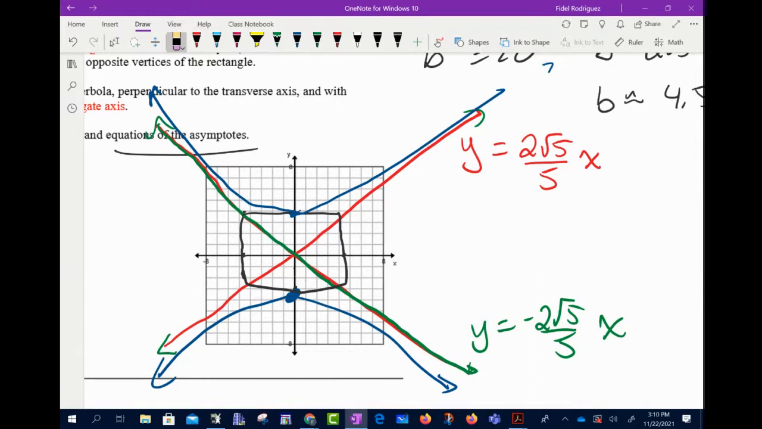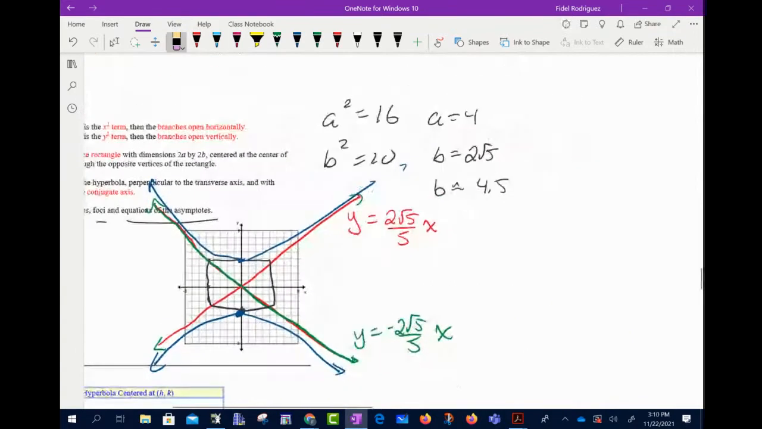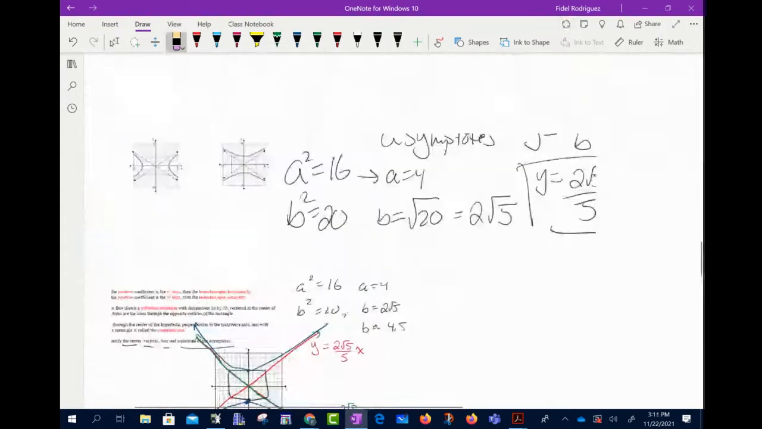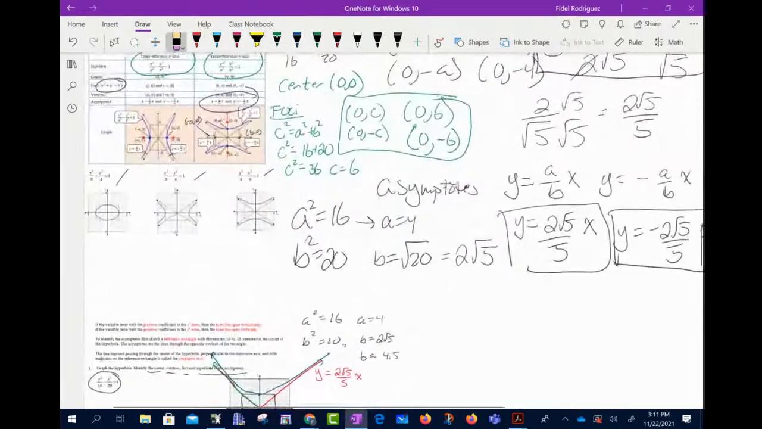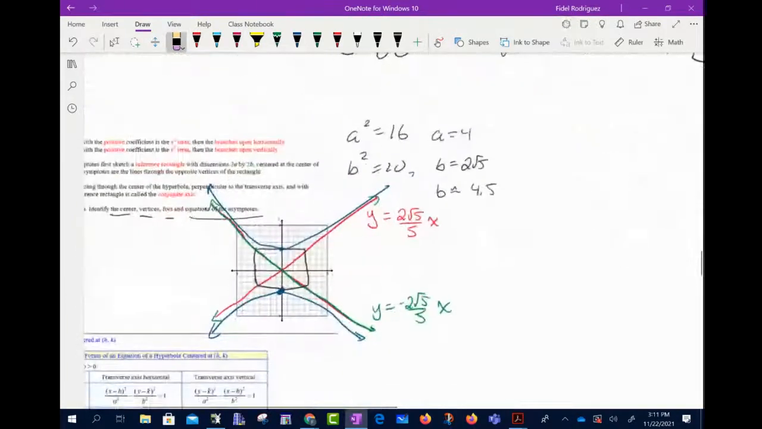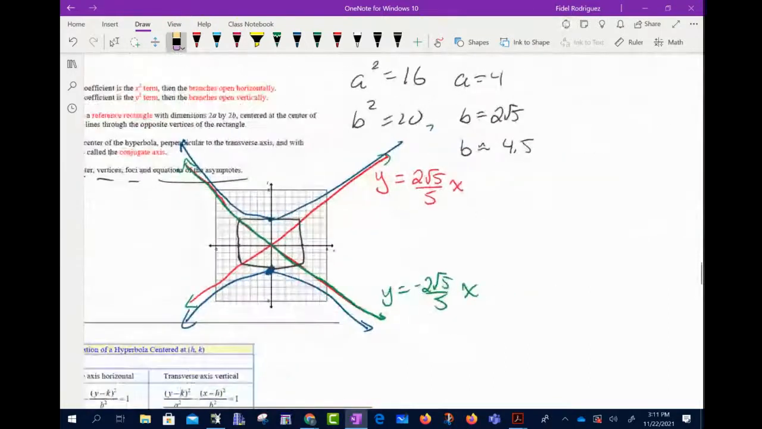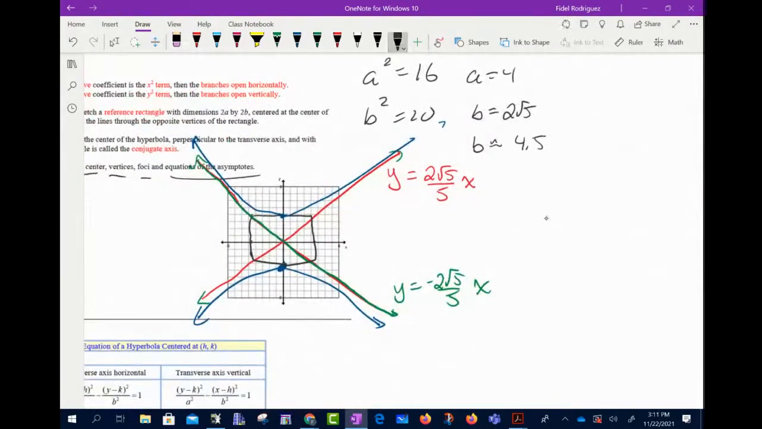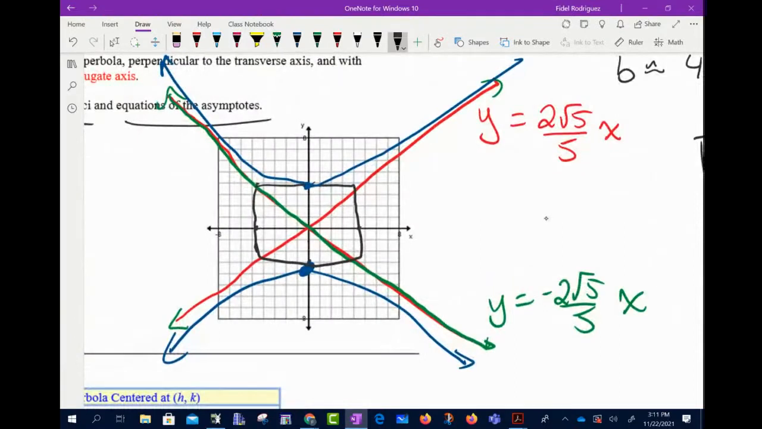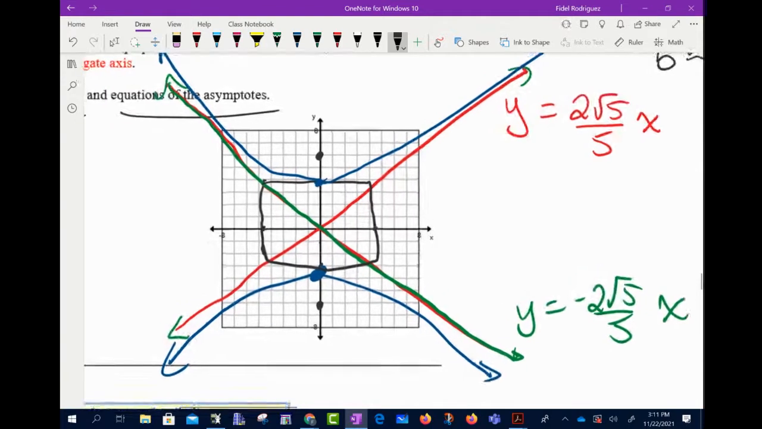Okay? And then we found our foci as well, didn't we? What were the coordinates of the foci? We wrote it over here, 0, 6, and 0, negative 6. Okay, so the foci, I'm going to put it over here. 0, 6, and 0, negative 6. So let me zoom in again. If this is 4, 5, 6 would be here, and those are my foci.